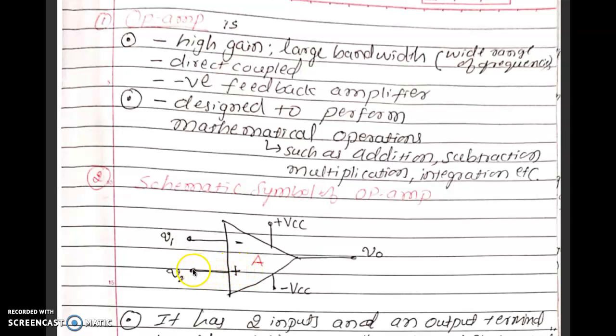Among the two inputs which are marked with different polarities, the one having the positive marking is referred to as the non-inverting terminal. So V2 is the voltage fed to the non-inverting terminal. And the other one, having the negative marking, is referred to as the inverting terminal. The voltage V1 is fed to the inverting terminal. So what these inverting and non-inverting terminals mean is, whatever voltage is fed at the non-inverting terminal, its phase is not altered when it is amplified and appears at the output.